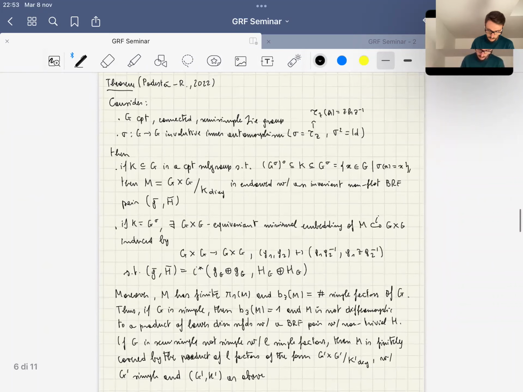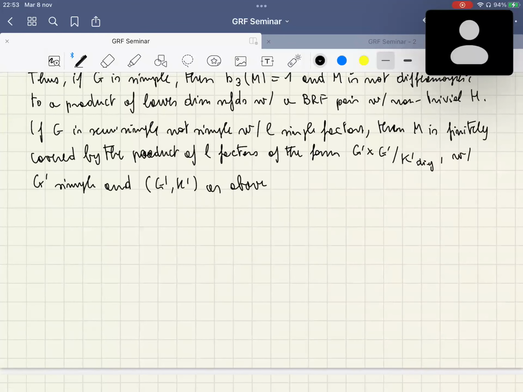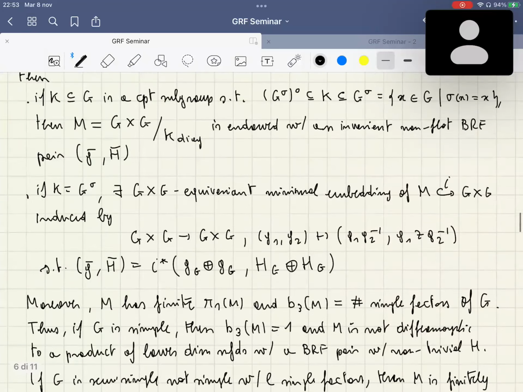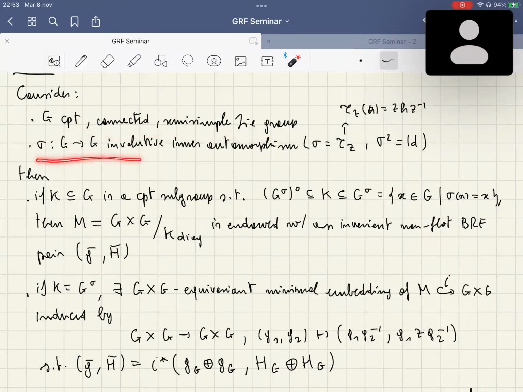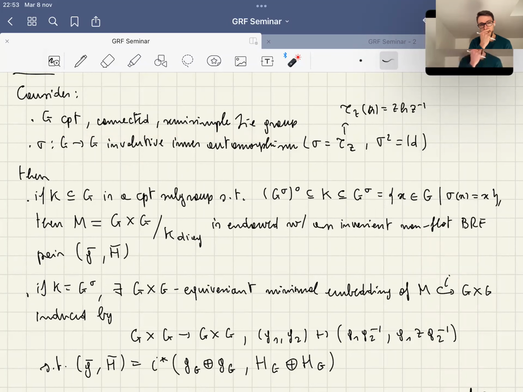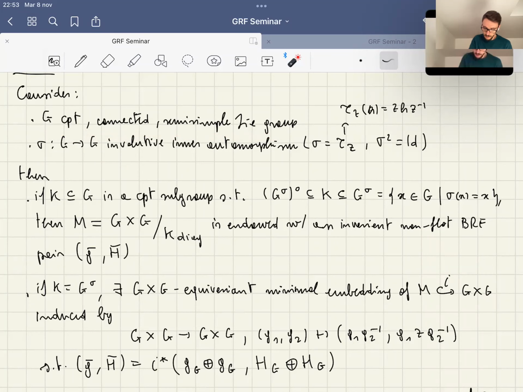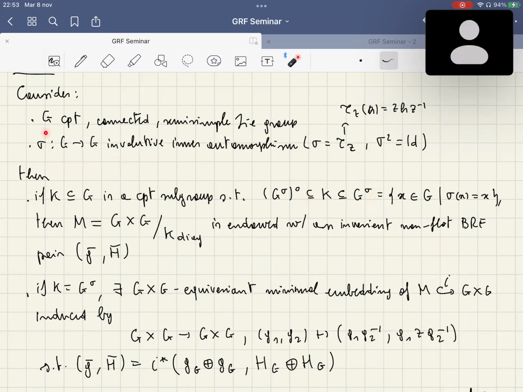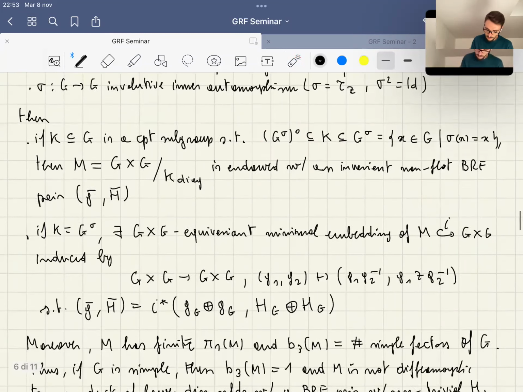So we get more examples that include the 5-dimensional example I mentioned before. Can you say again what is the hypothesis on the compact group? Compact, connected and semi-simple. Then you assume that there exists an involutive inner automorphism. And K is a compact group that is contained between the fixed point set of this involutive automorphism and the identity component of the fixed point set. Oh, okay. So this tells you essentially that G, K is a symmetric pair.